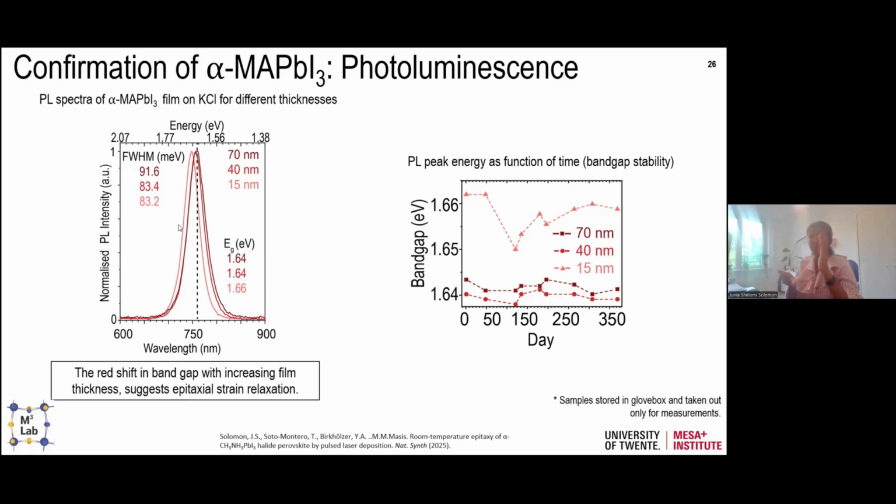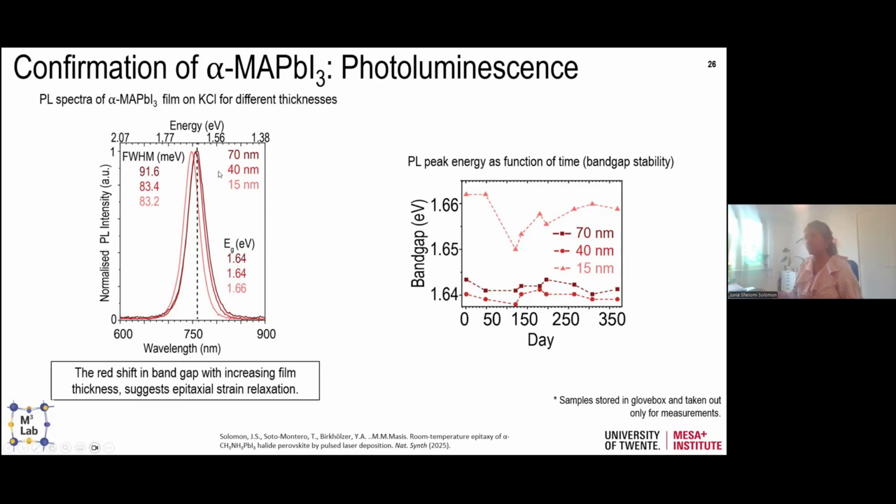So you have a little bit of shift, but still all the films are in their cubic phase and epitaxial. And the band gaps here are 1.66 electron volts, or towards 1.66 in the thinnest film, having a very close band gap value reported for the cubic MAPI.